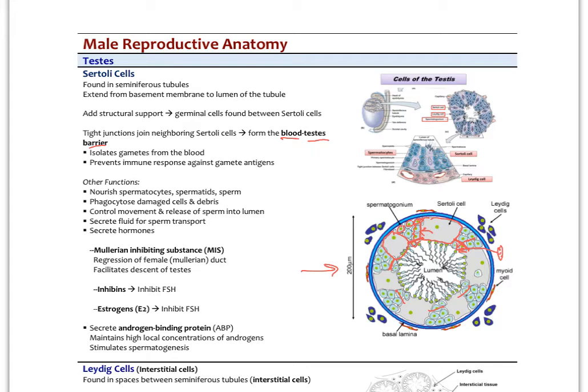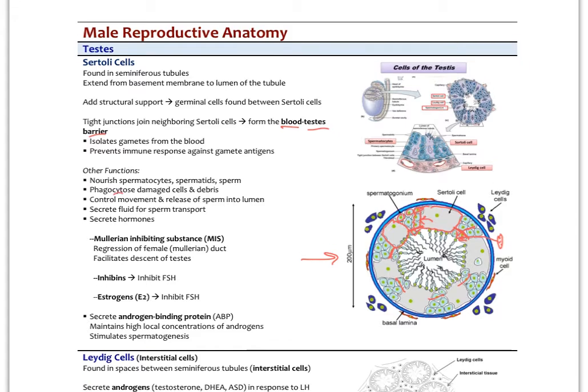We'll talk about the different stages of sperm development. They all have different names. The Sertoli cells are going to help phagocytize damaged cells and any debris that's there. They're going to control the movement and release of sperm into the lumen. So they're going to actually help, again, form the tight junctions behind the developing sperm cells, and that'll help propel them forward and so forth. And then they're going to secrete fluid for sperm transport and secrete different hormones.